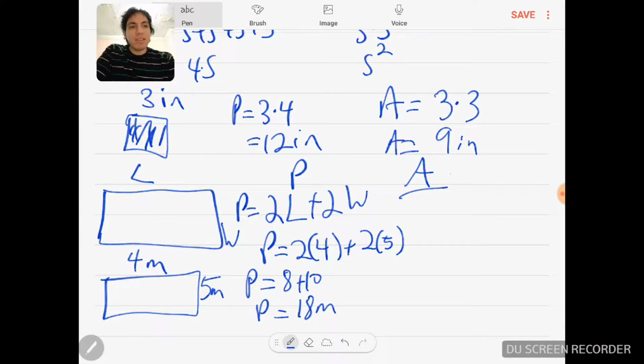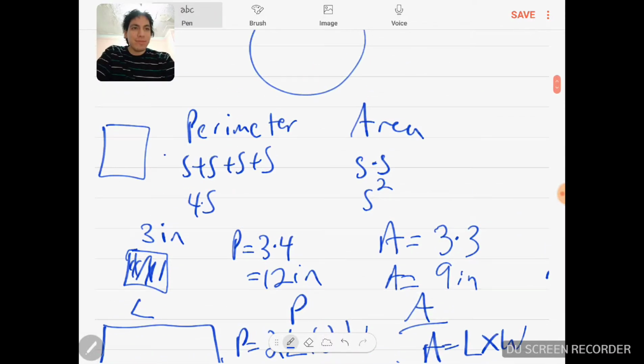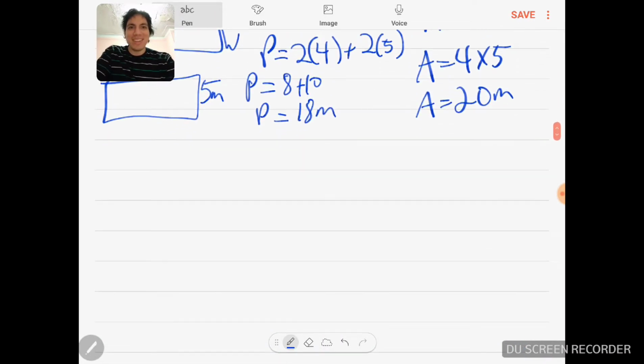So then my answer for the perimeter would be 18m. The area now for the rectangle is what? I'm pretty sure most of you guessed it already, the length times width. So basically, I would just take 4 times 5, and my answer would be 20 meters squared. Okay? With me so far? Good. Next shape will be the triangle.